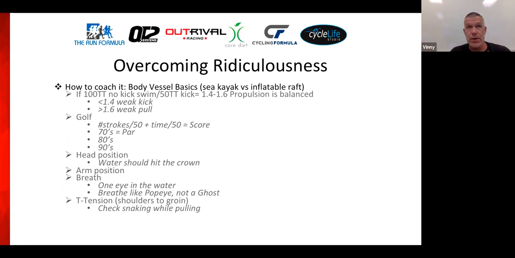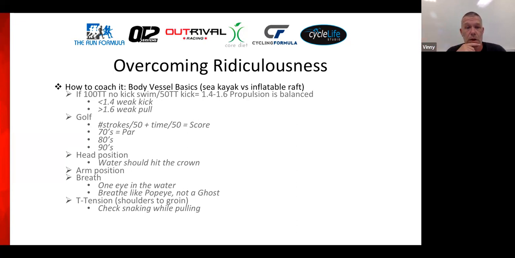We, as in QT2, tend to do some different types of testing, and you might see this in some of your workouts, where we will have you do a 100 TT no kick and a 50 TT kick. The 100 TT no kick is a swim without kicking, and the 50 TT kick is basically kicking with the kickboard. We take those numbers and do some math and get a number. That number tells us if you have a weak kick or a weak pull. And that's just something you can do every now and then to see how your propulsion is possibly improving.